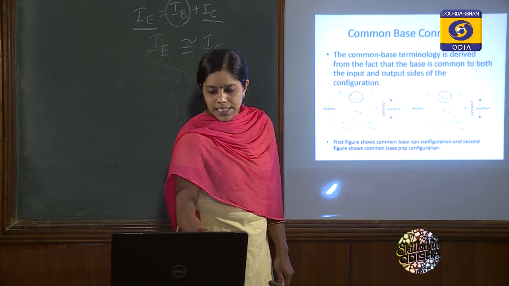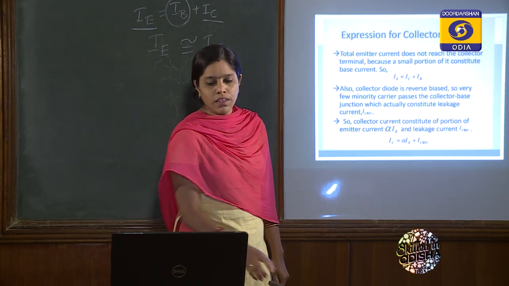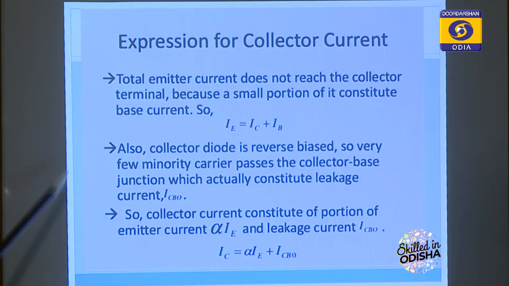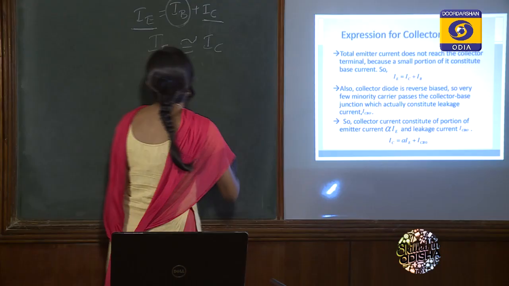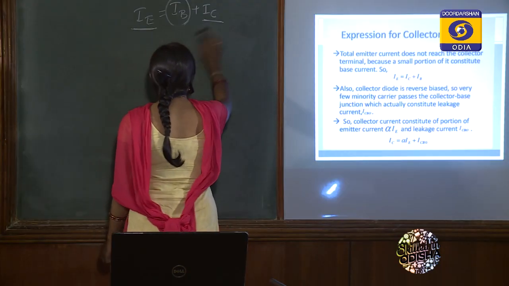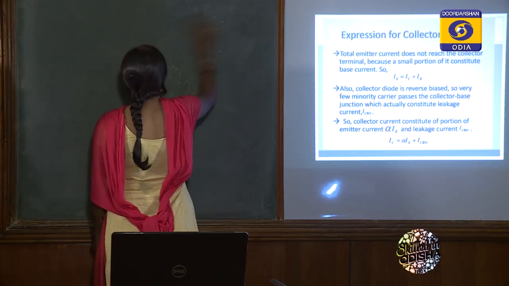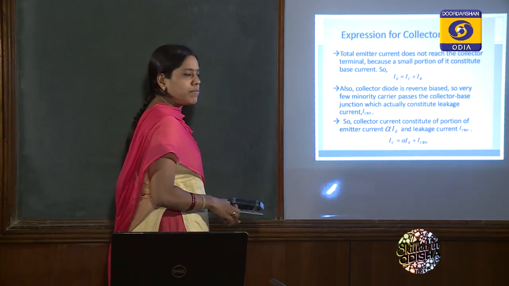Then next one is the expression for collector current. In case of common base configuration, we know that for all transistors, IE is equal to IB plus IC.